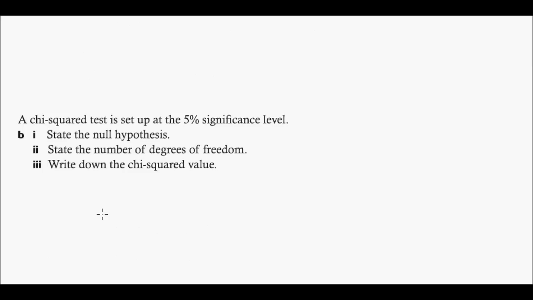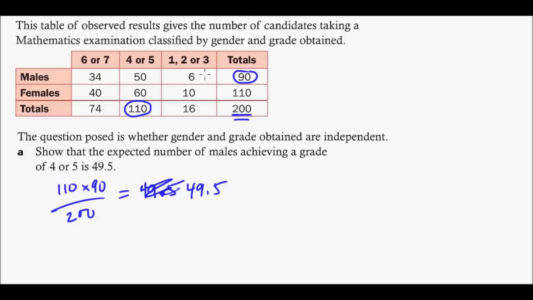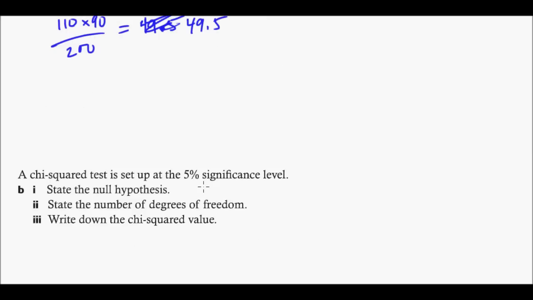A chi-squared test is set up at a 5% significance level. State the null hypothesis. In this case, we're talking about gender and their results, so their grades. In the null hypothesis, you just put H sub 0: gender and the grade awarded are independent. So we are going to go through and prove this.